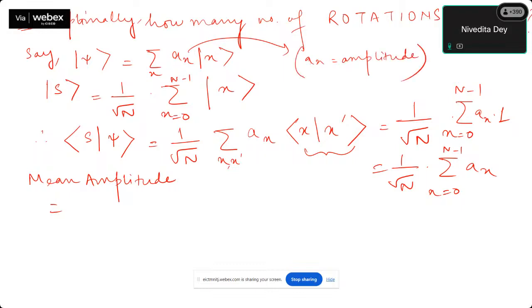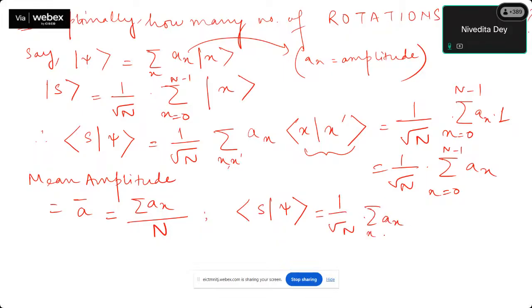Right? So what will be the mean amplitude? Mean amplitude means the average amplitude. So A bar equals sigma ax, the summation of all the amplitudes, divided by the total number of states. Now, the inner product of S and psi is nothing but 1 by root n times this ax for x.